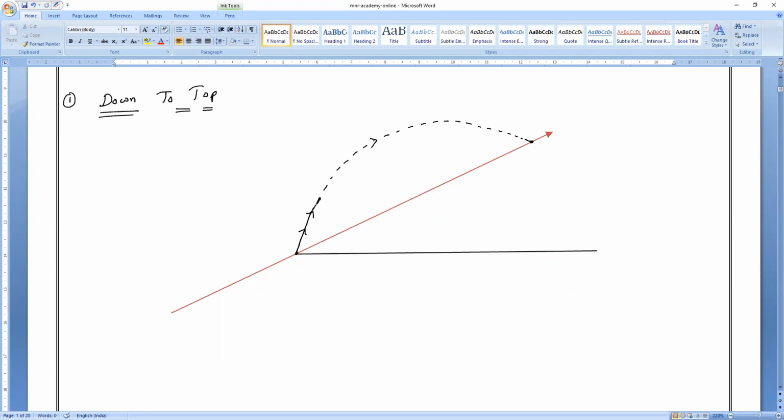Now all of you observe normal projectile motion. Just I am saying that.